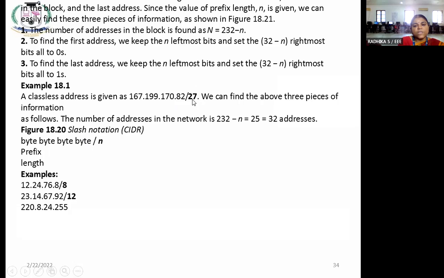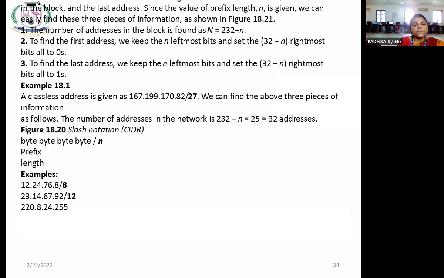When the prefix number is smaller, what is the interpretation? It's similar to class A in classful addressing, which means the network size will be larger. Whereas if the length of the prefix is larger, then it is inversely related to the corresponding network size. So this is how classless addressing is going to be illustrated.